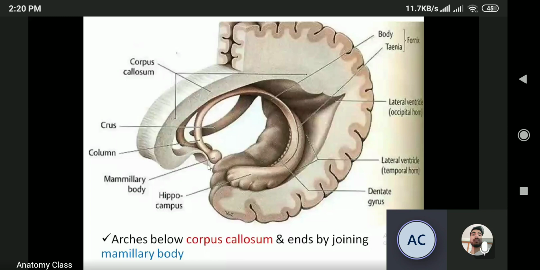Although the specific function of the fornix is not entirely defined, it has not yet been completely described, but it is believed that it plays a key part in memory, especially in recalling long-term memory and some episodic memory.